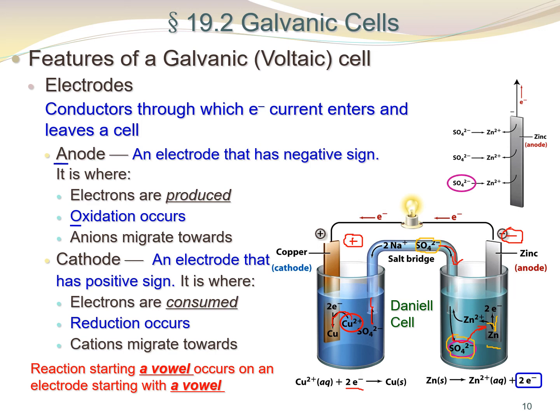Electron produced, anode. And more cation going into the solution requires anions to migrate towards it. See, everything else can be derived automatically with such logic once we realize just what type of reaction occurs on the anode. Starting with a vowel, oxidation. I just hope you can take good advantage of that statement to link the type of process to the electrode.